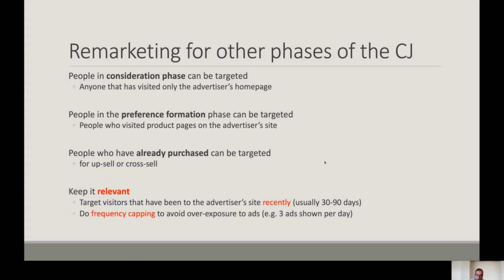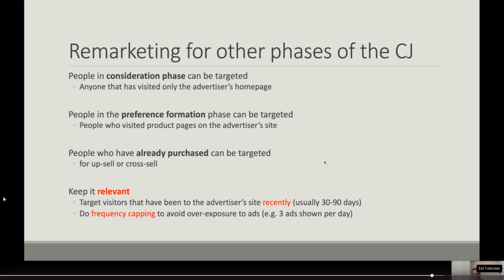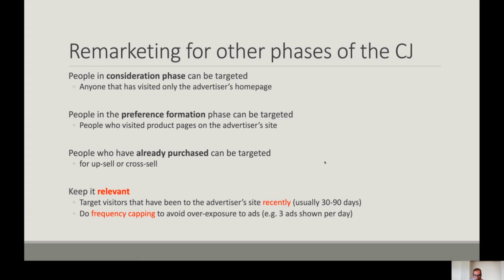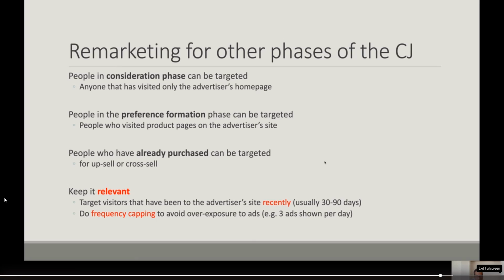And you can also target people who have already purchased from you. So these people are already engaged with your brand in some sense because they've already purchased something in the past from you. And now you can target these people again for doing some kind of upselling or cross-selling, which basically means that the advertiser can try to sell a related product, a product that is related to the one that they have already purchased, right?